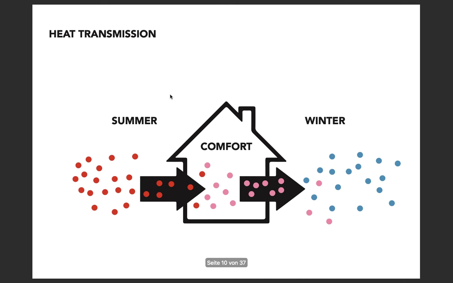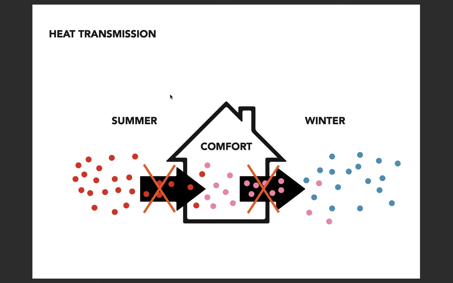And we will have the same thing in summertime as well. We have the slightly hotter air on the outside that is now starting to mix with the slightly colder air on the inside, which we deem to be comfortable. And what we want to do, of course, is stop these heat transmissions from happening so that we can have that comfortable climate on the inside.